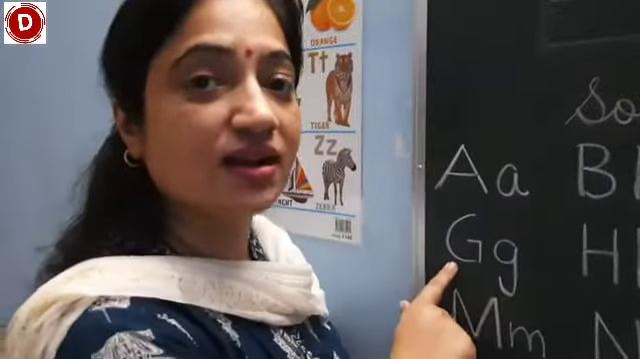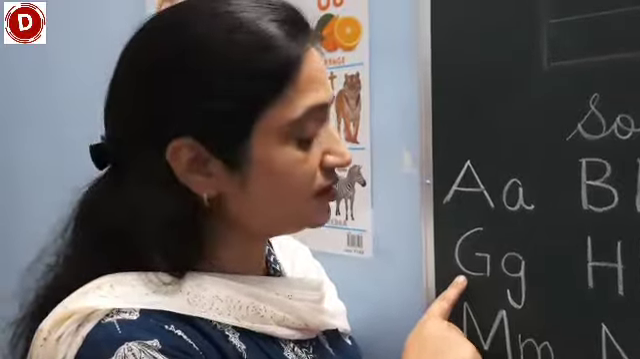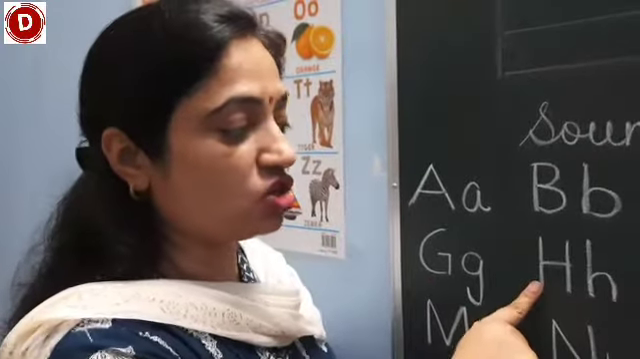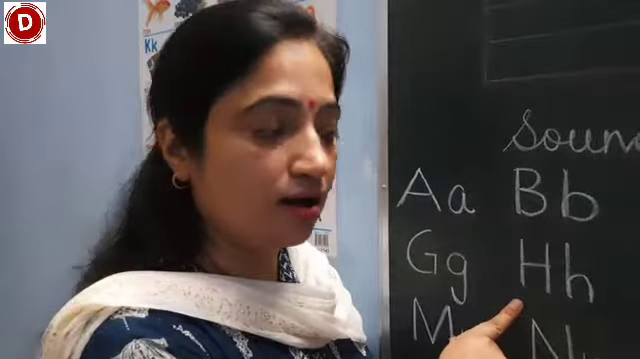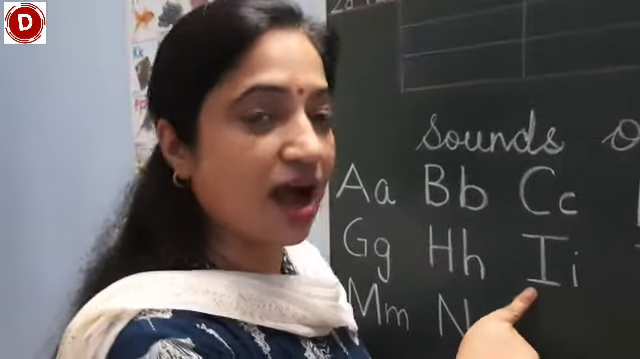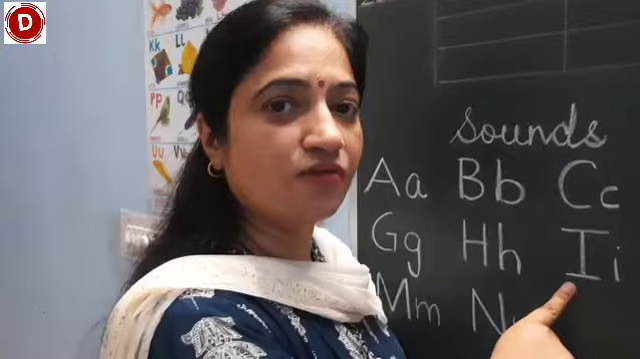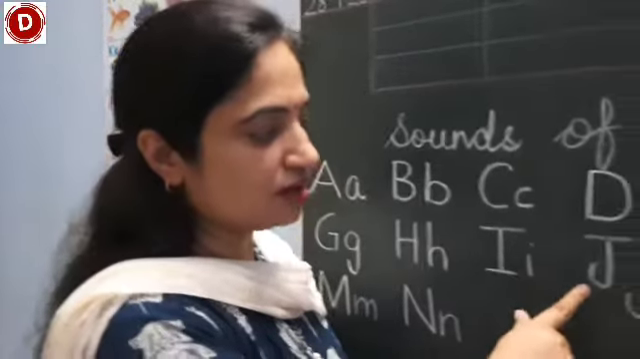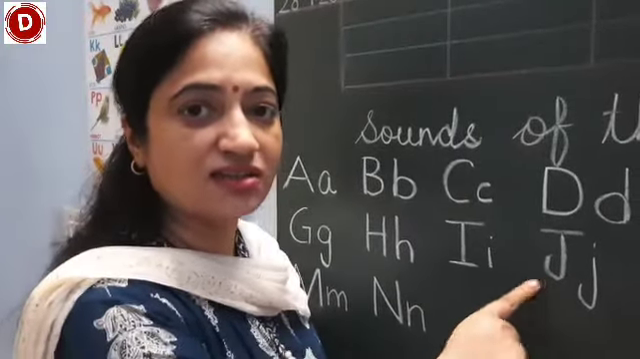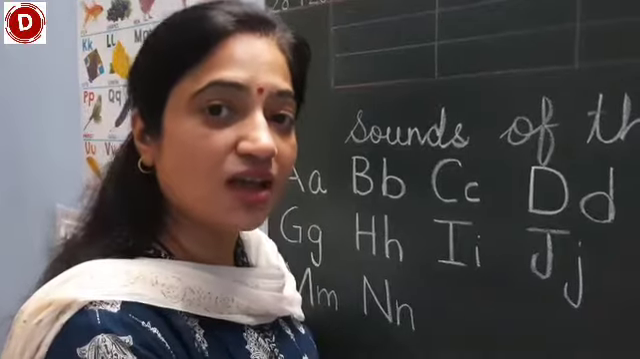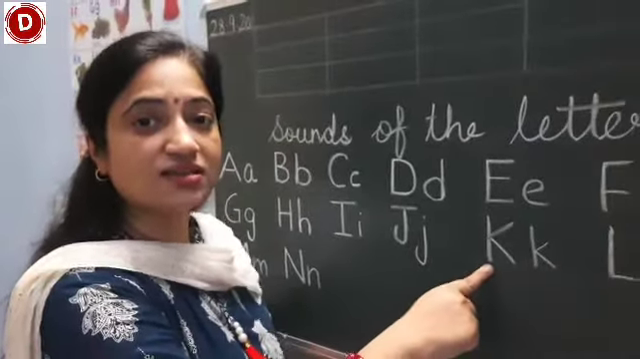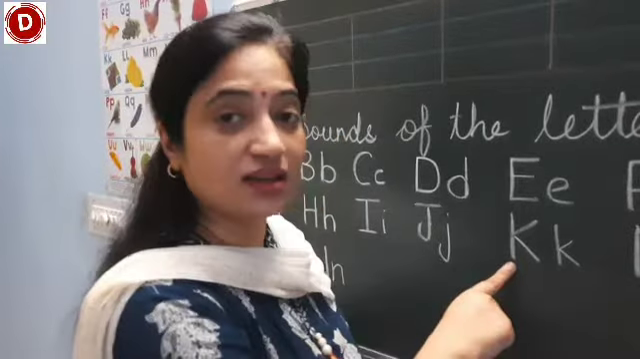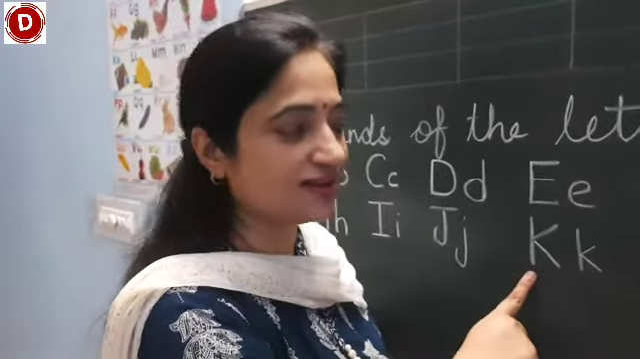G. G says G. The sound of G is G. H. H says H. The sound of H is H. This is I. I says I. The sound of I is I. This is J. J says J. The sound of J is J. This is K. K says K. The sound of K is again K, and this K is kicking K.